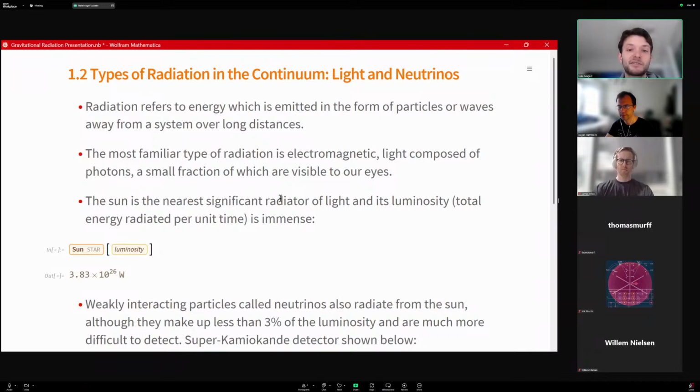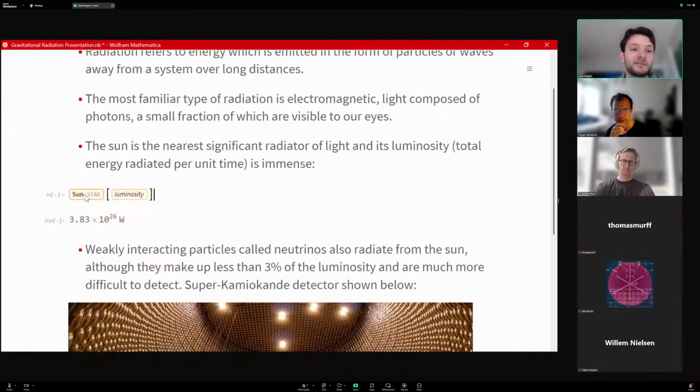So the sun is the nearest significant radiator of light, and if you just look outside, you can tell that it's pretty bright. But a way to actually quantify the amount of light that it's emitting is its luminosity, which is the total energy radiated per unit time. And if we measure that in watts, which should be a familiar unit, we can actually just plug in an expression in Mathematica using these objects and properties of that object. I guess this is called an entity.